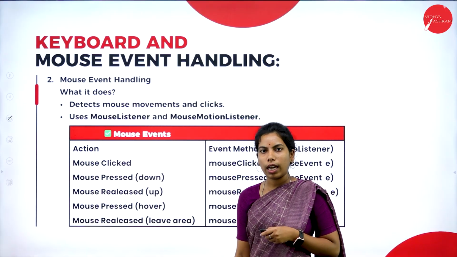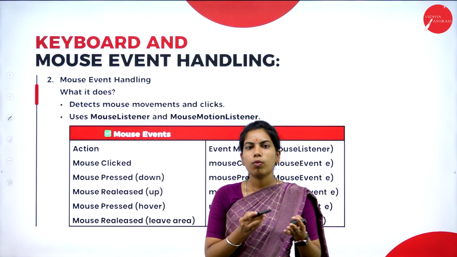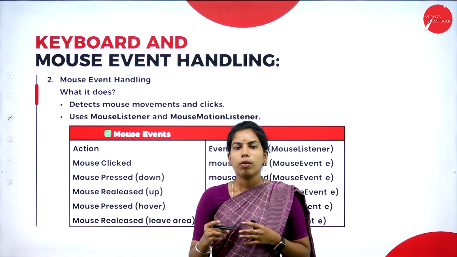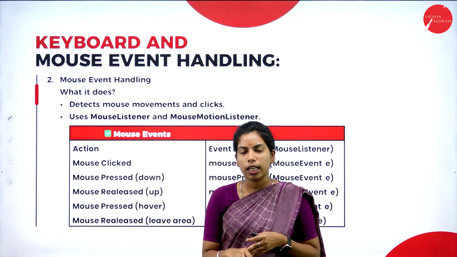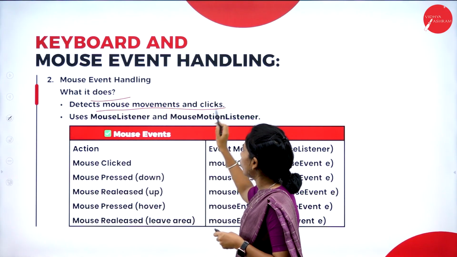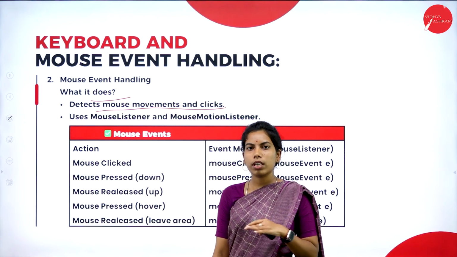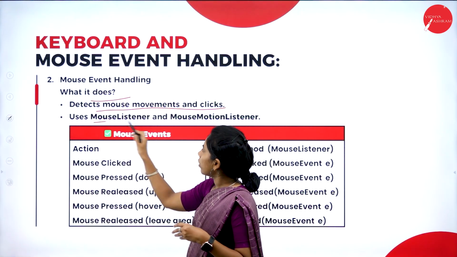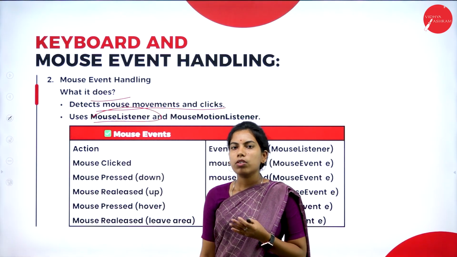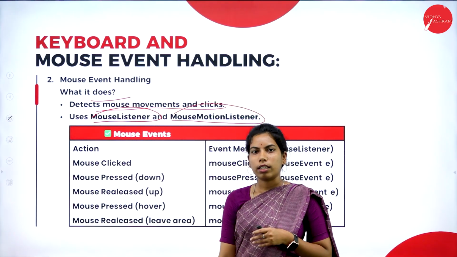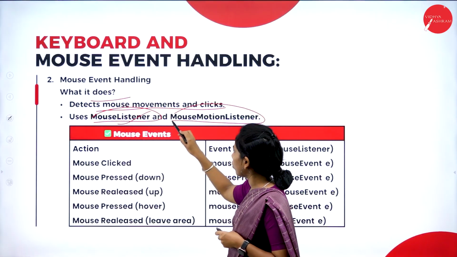Next we can move to mouse event handling. First we covered key event handling, so next is mouse events. Mouse events can be clicked, pressed, and released. It detects mouse movements and clicks, when the mouse is moved and when the mouse is clicked. It uses the MouseListener interface along with the MouseMotionListener interface. We can use either this one or this one.